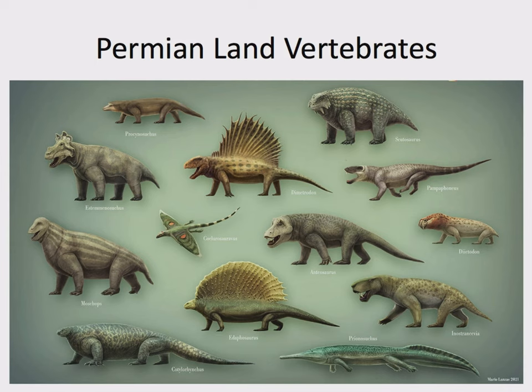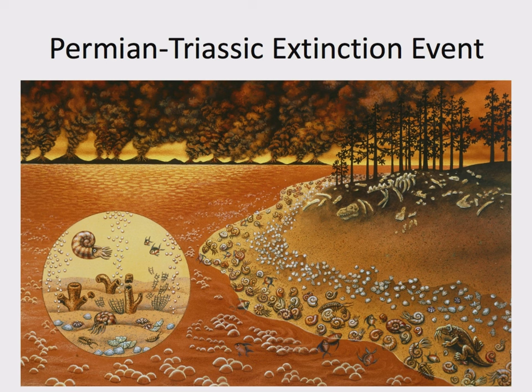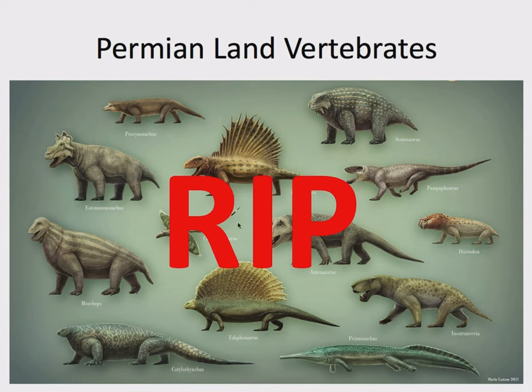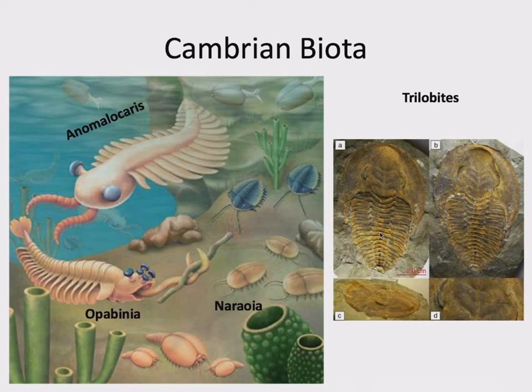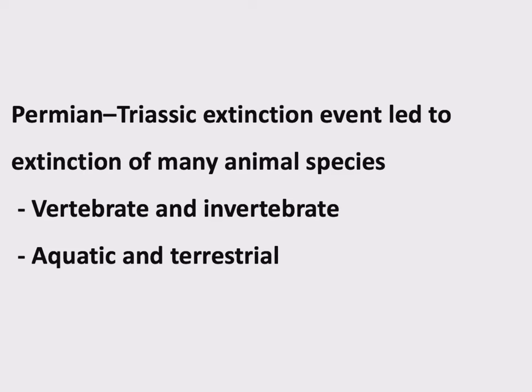At the end of the Permian period, we have an extinction event. Not just an extinction event, but a really, really big extinction event. Probably the biggest extinction event of animals in the entire Earth's history. This is RIP to all of this stuff. All these proto-mammals, RIP to these trilobites, which had been around for a very long time since the Cambrian explosion. They all went extinct during this period as well. This so-called Permian-Triassic extinction event led to the extinction of many animal species.